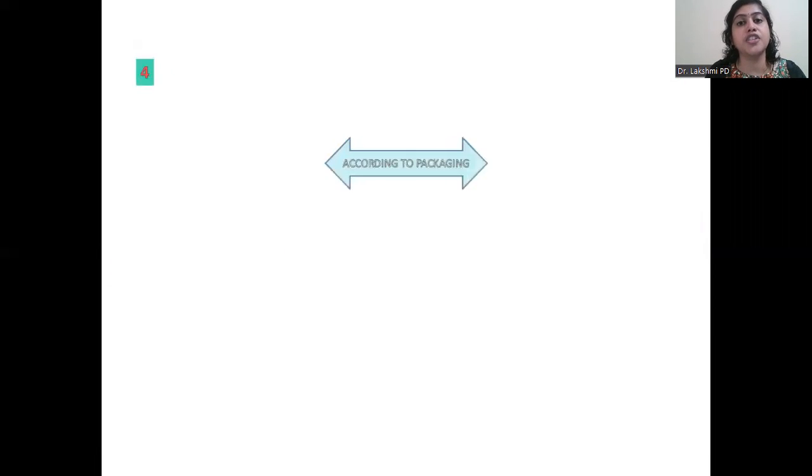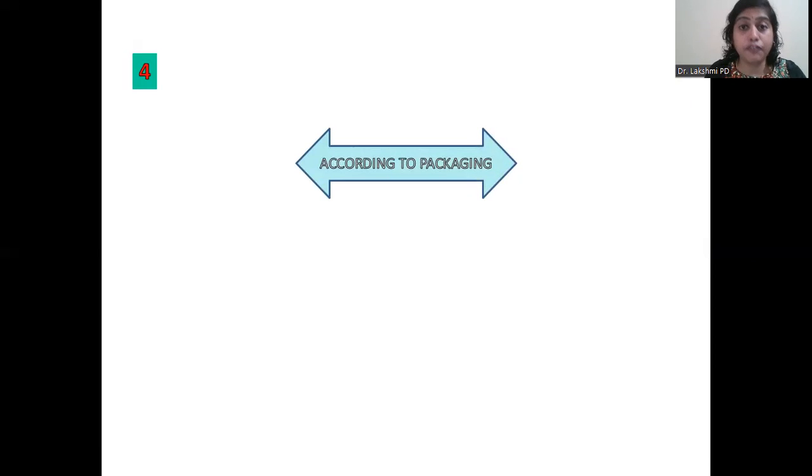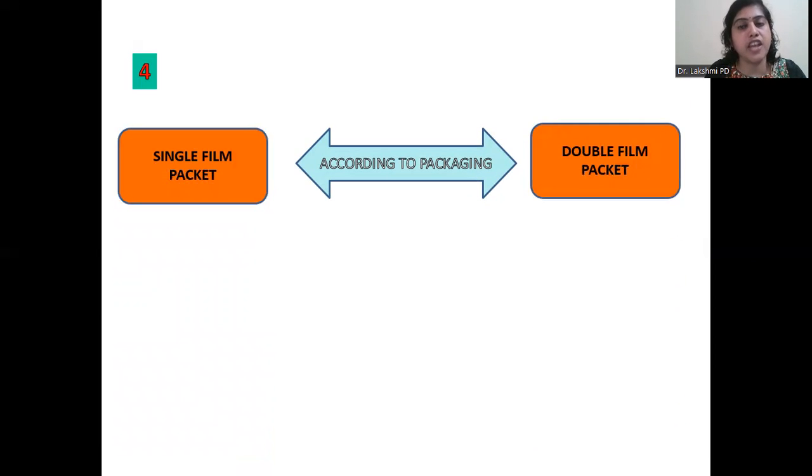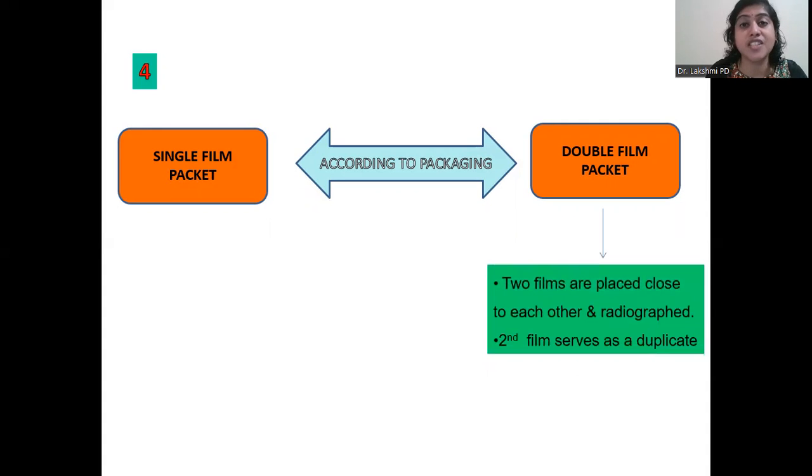The fourth classification is according to the packaging. That is, in a film packet, how many X-ray films would you find? So you have got single film packets and you have got double film packets. In single film packets, as the name denotes, if you open the packet, you will just get a single X-ray film. Single film packets are what is commonly used in our clinics and our OPs. In double film packets, once you open them, you will be able to see 2 X-ray films placed very close to each other. The function of the second X-ray film is that it serves as a duplicate, especially in medico-legal cases, where one is given to the patient and the other one is preserved for future use.